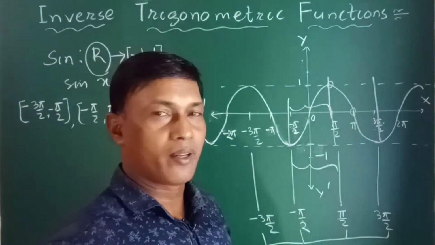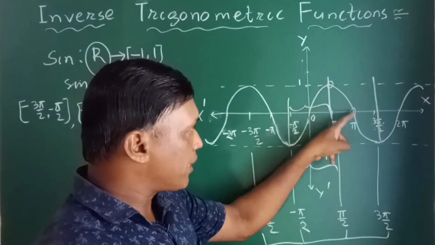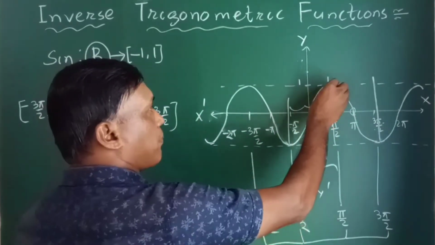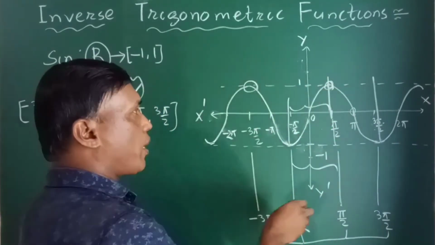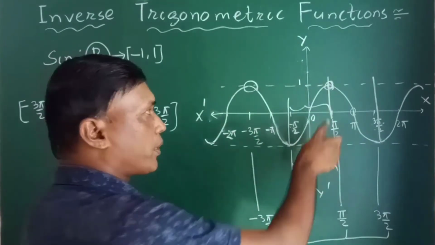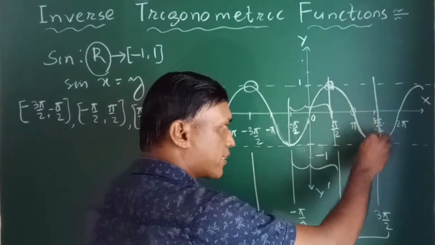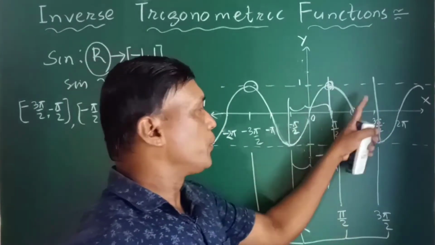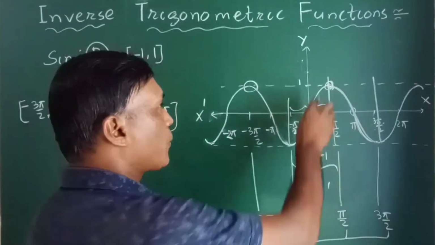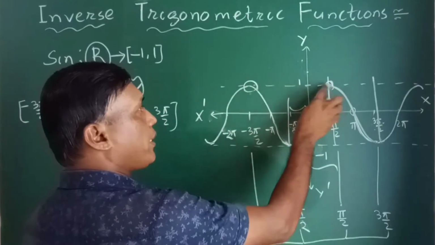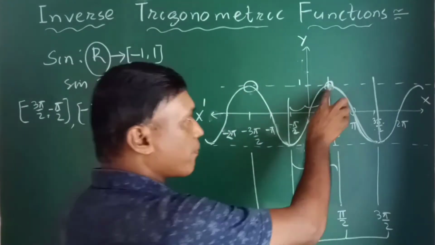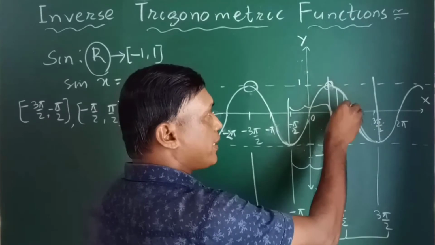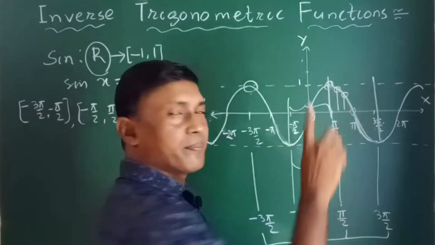In this interval also, look at here, the graph is like this. Here the graph is at 1, the graph is at 1, that means the same value of y. But here in this branch, no two values of y are same. Here, two y's are same, but here y is this value, y is this value, no two y's are same.